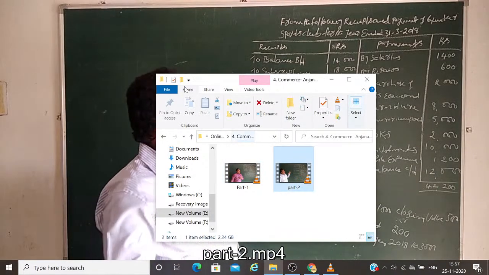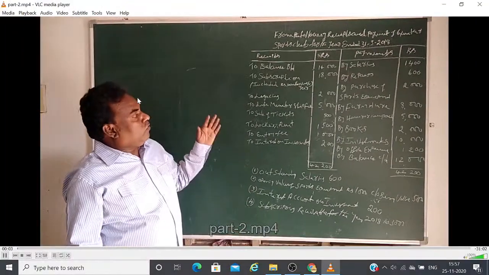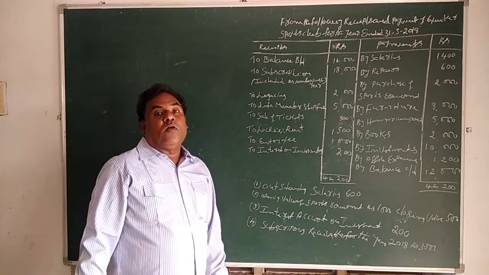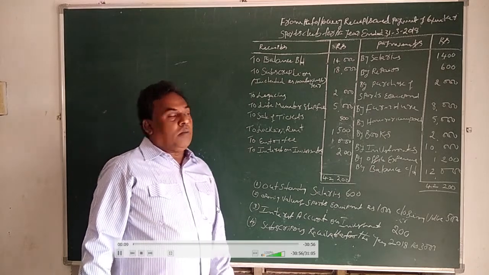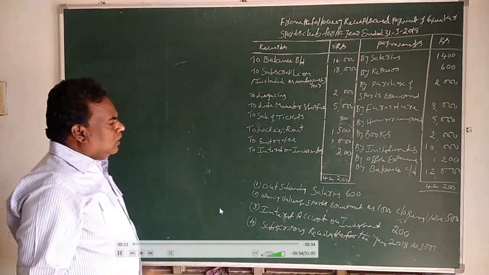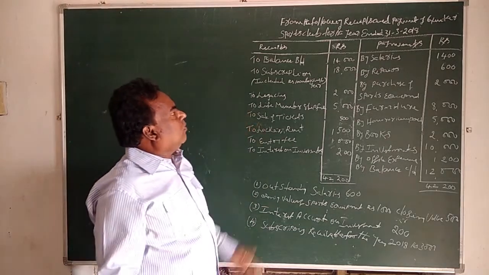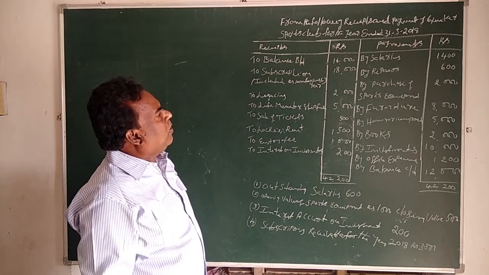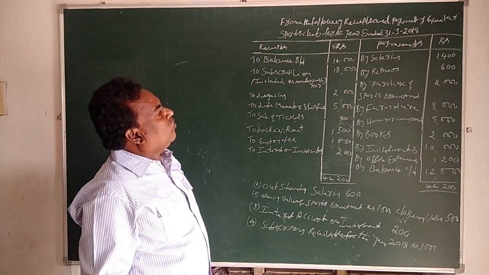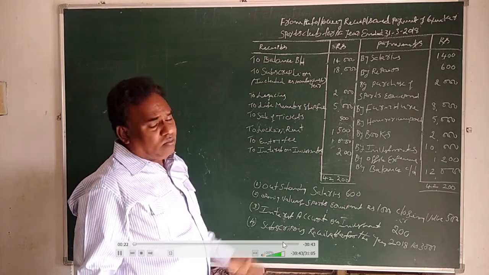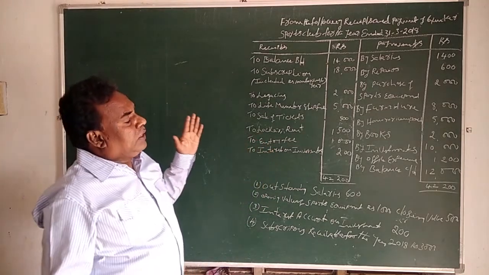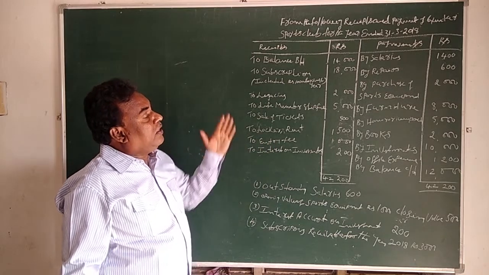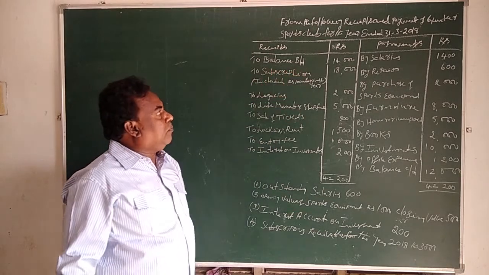Good morning to everybody. Today also we would like to work out some more problems on non-profit organization. This is the problem: from the following receipts and payments accounts of Guntur Sports Club for the year ended 31st March 2018.